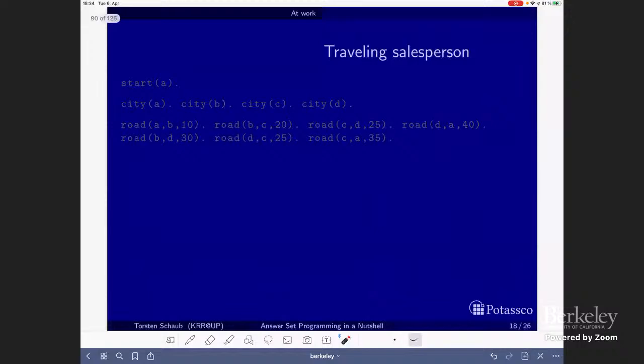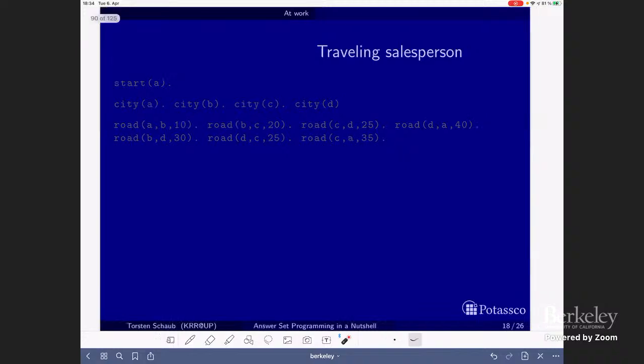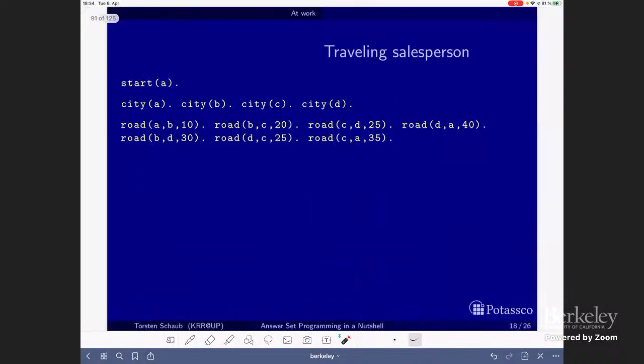Okay, so let's look at an example. Traveling salesperson. Why am I choosing that? Because it has these 2 features. First of all, reachability and optimization in one example. So this is more or less the problem instance. You can write down a problem. You say the start node is A, and then you have 4 cities, A to D, and you have roads among them, and they are annotated with a weight which stands for the distance.